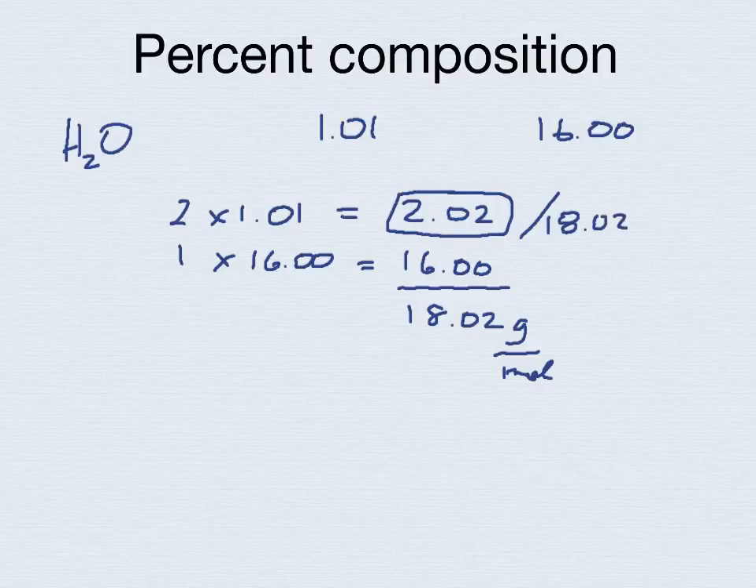So you go off to your calculator and you type in 2.02, and you divide that by 18.02. Now, you're going to multiply that by 100 to change it into a percentage. So your calculator is going to say 0.11209. Multiply that value by 100, and that's going to give you a total of 11.21%. And that's the hydrogen.